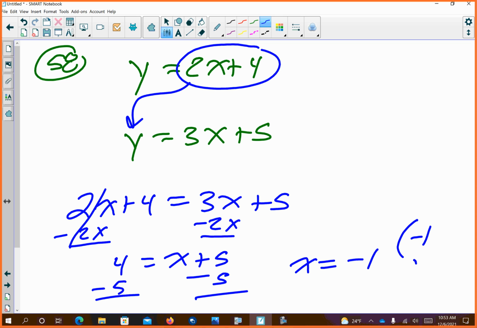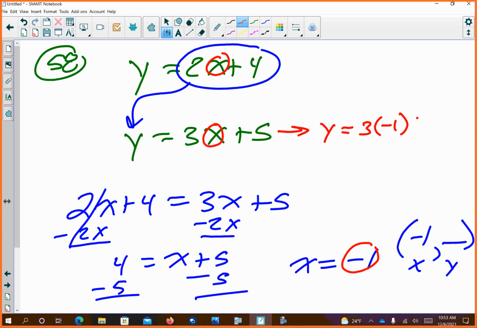So the first part of my answer is this. And I need to find the y value. I'm going to take this -1. I'm going to plug it in to either one of those. Doesn't matter. I'll pick the bottom one, though. So y equals -3 plus 5. So y equals 2. There you go.